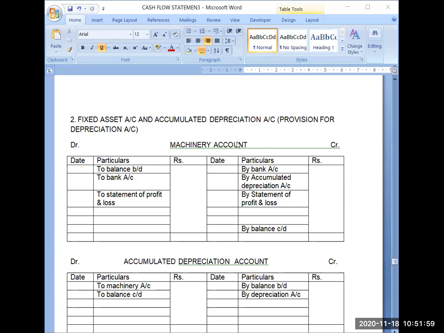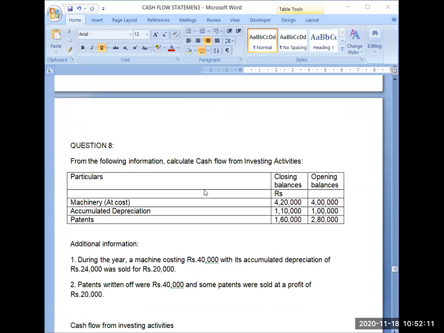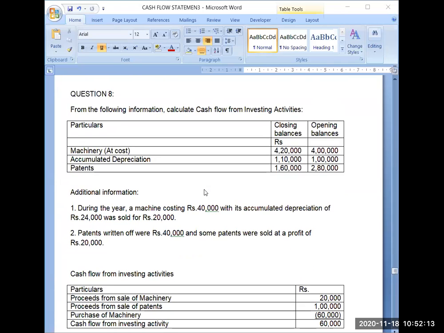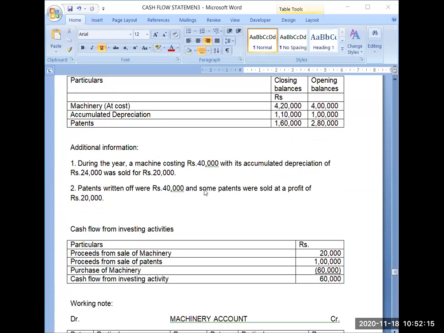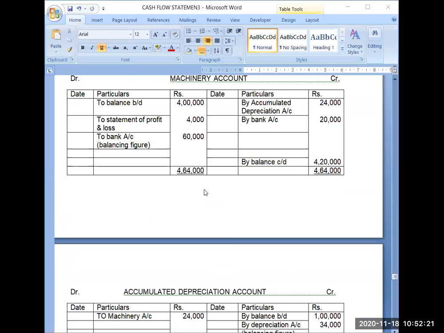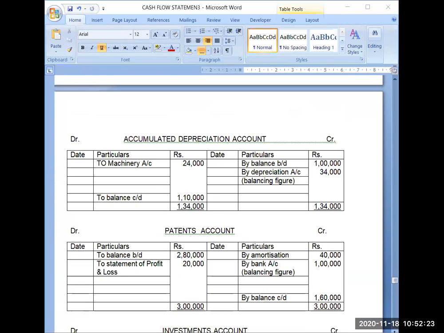So we were discussing cash flow from investing activity. Yesterday we discussed the journal entries done in machinery account and accumulated depreciation account, and with the help of these we have prepared and calculated cash flow from investing activities also. Now we will practice it further.